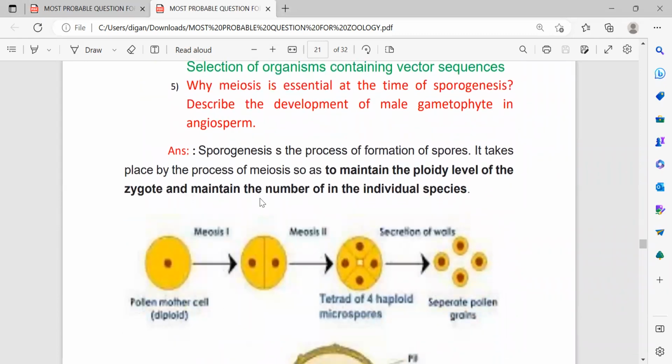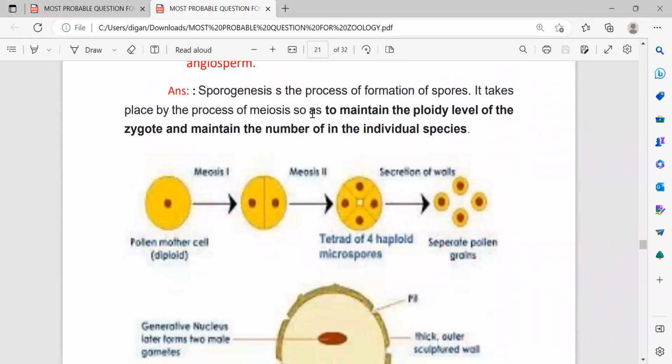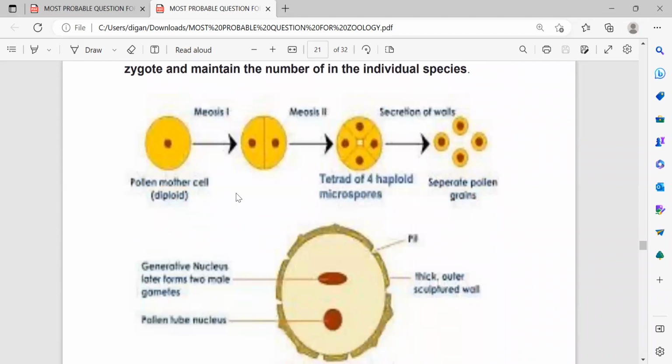Describe the development of male gametophyte in angiosperm. So first, why meiosis is important in sporogenesis is given here. Then this is the sporogenesis, from the pollen mother cell to how the pollen grain is formed.